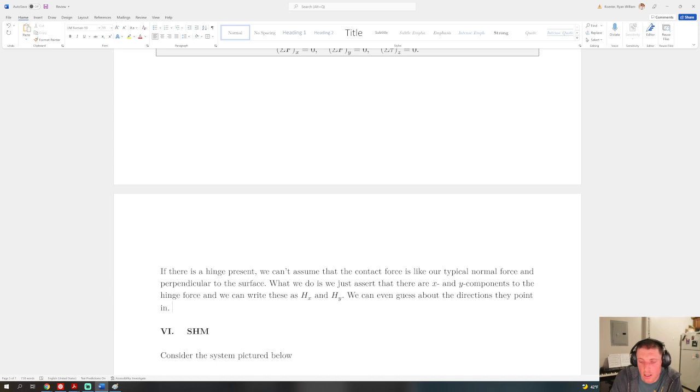And even when we guess about the direction, the math will still show us that our guess was either correct or incorrect, right? So if you have a hinge, this is what I would do. I would just draw an arrow to the right, call it Hx, draw an arrow up, call it Hy, and then just note that their vector sum, whatever it works out to be, is the actual hinge force, okay? Is this good? Are people okay with this?